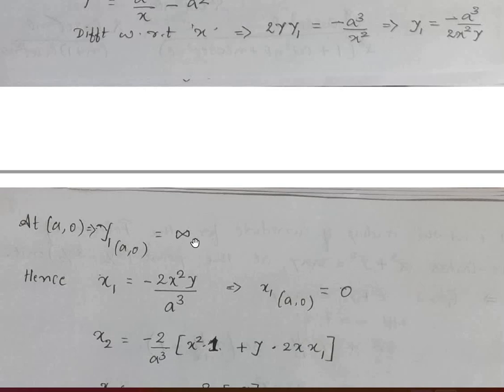Hence I can't substitute in rho, so I will take the reciprocal of y1, that becomes x1. Hence x1 will be equal to minus 2x square y by a cube. So x1 at (a, 0) will be 0, since y equal to 0 and 0 by a cube is 0. So I got the x1 value as 0. Now find x2 by differentiating x1 with respect to y.